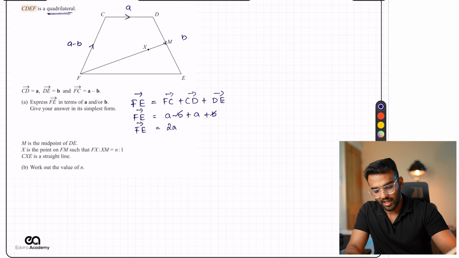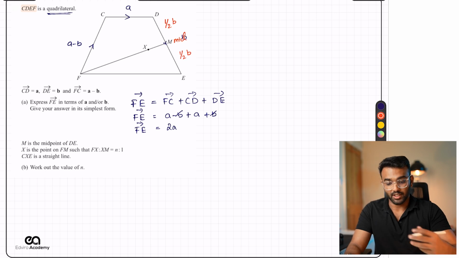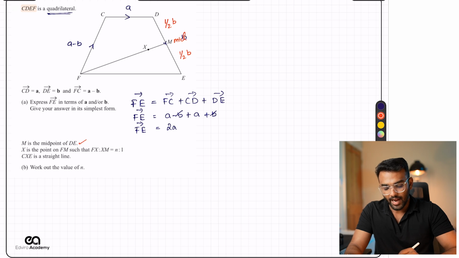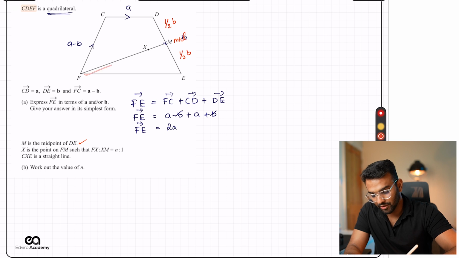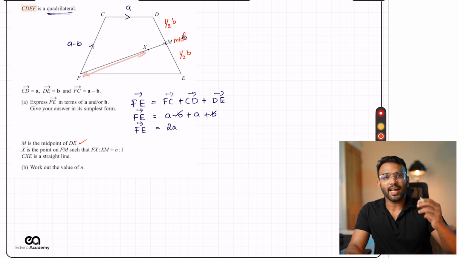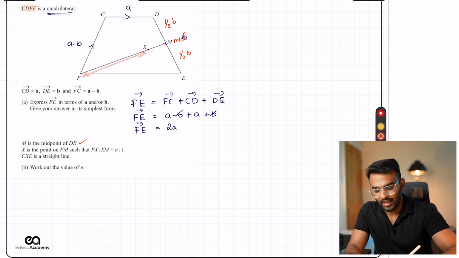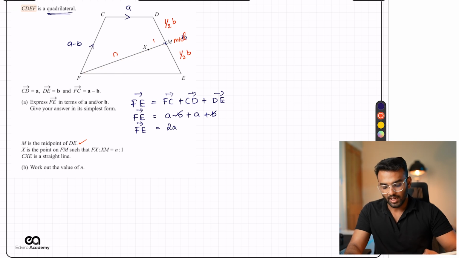It says M here is the midpoint. So this is the midpoint, which makes this half b, and this is also half b there. The total distance is b, so it would be half, because M is the midpoint. X is the point on FM, such that FX, which is that part just over there, to XM is n is to 1. So if this is n, this is 1.